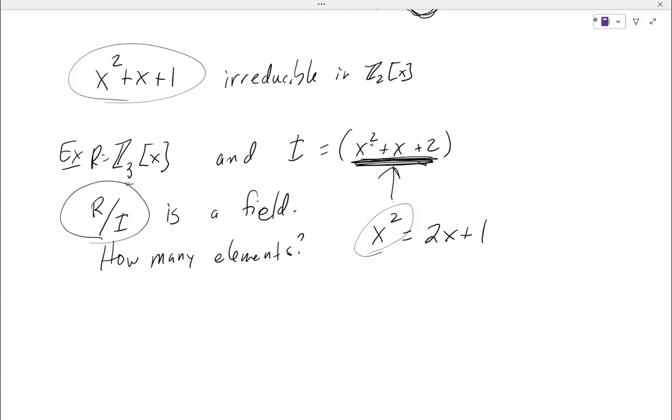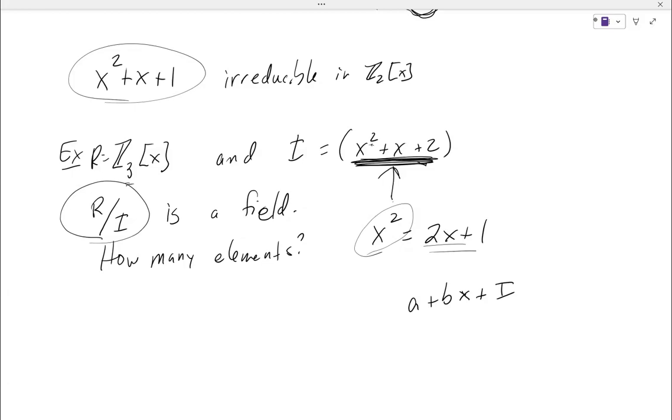So if I can always get rid of higher powers of x, I really only need to look at linear polynomials, right? I only need to look at things that look like a plus bx, right? Those are the cosets that I need to look at. Because anything that I see with an x squared, I can replace with 2x plus 1. So I can always knock it down to an x to the first power and/or an x to the 0 power, a constant. Where do the a and the b come from? Well, we're doing polynomials in Z3. So how many choices do you have for a?